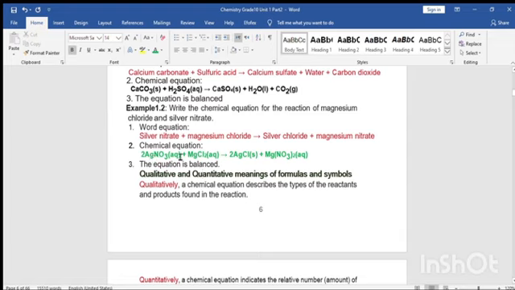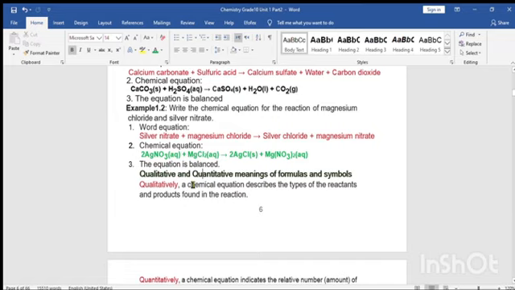Silver nitrate is an aqueous solution, and magnesium chloride also is in solution form. Silver chloride is not in solution. It is a solid precipitate. A white precipitate will be formed. This is silver chloride. And magnesium nitrate is aqueous. The equation is balanced here.